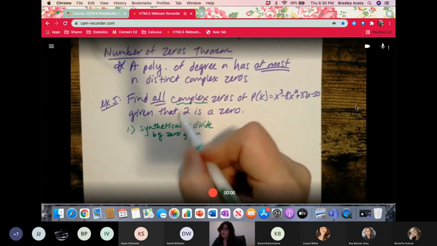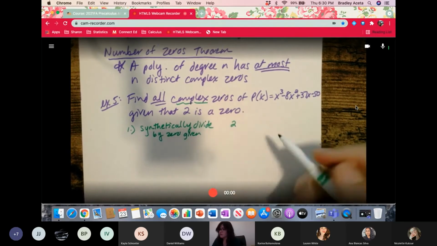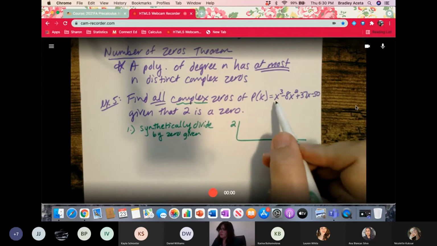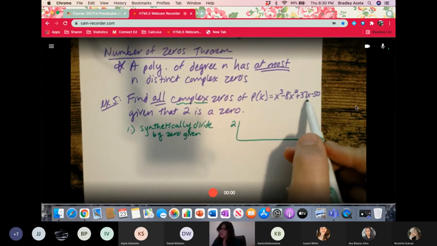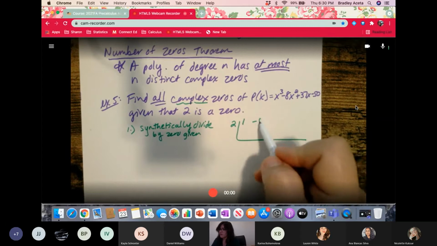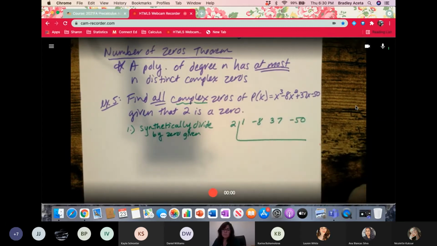So now we don't have to change its sign because it's not written in a factored form. So I'm just going to do 2. And remember how to synthetically divide. I do my upside down L. You put all your coefficients in correct descending order. So 1, -8, 37, and -50.